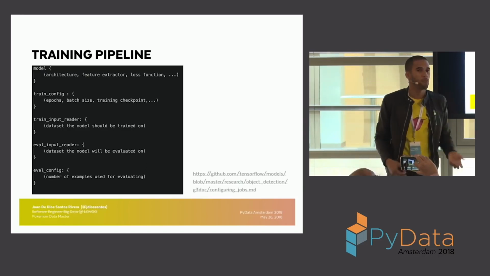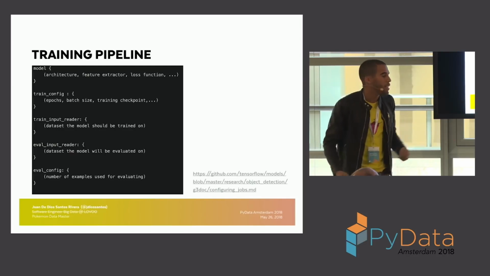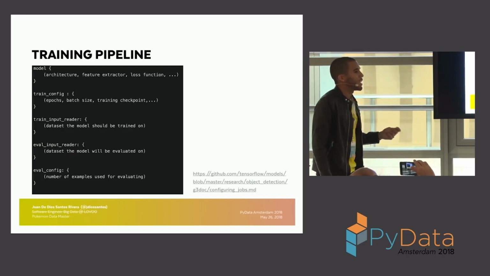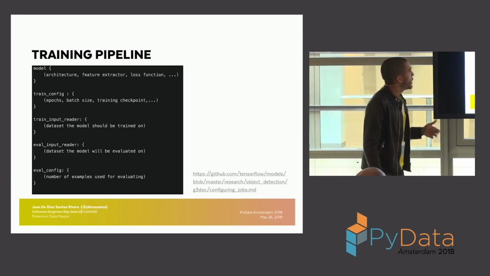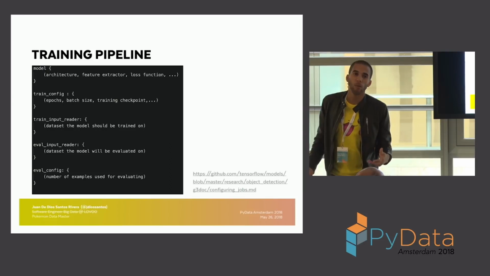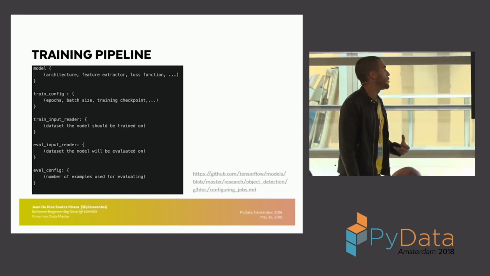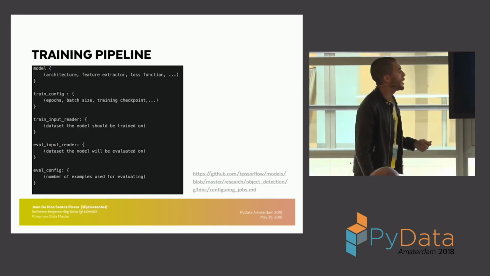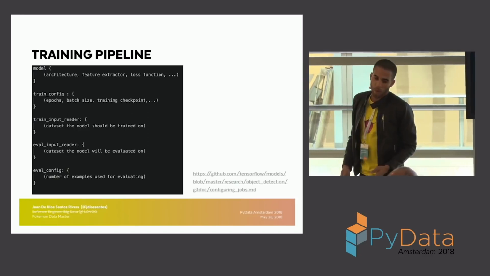Then we have training config. And in training config, we are going to write about the number of epochs that we want to use for our training, the size of my batch, and the training checkpoint. Then we have the train input reader and evaluation input reader. And here we specify where our training set and our evaluation set are. And lastly, there is eval config. And here we're going to write the number of examples that we want to use to evaluate our model.